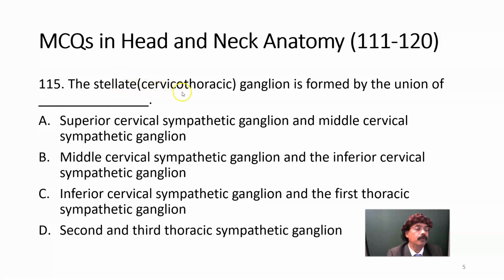It is also called the cervicothoracic ganglion. Its size is variable. It may not form in some cases, so not necessarily will these two unite all the time. We must consider that. And the stellate ganglion is usually in front of the transverse process of cervical vertebra 7.